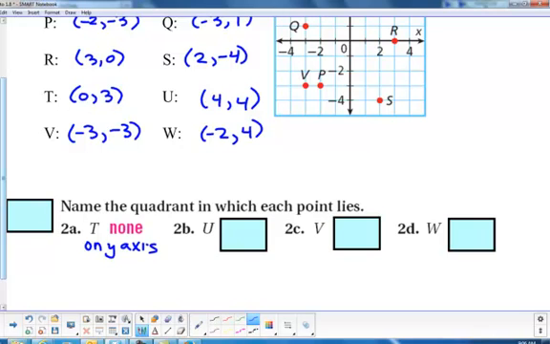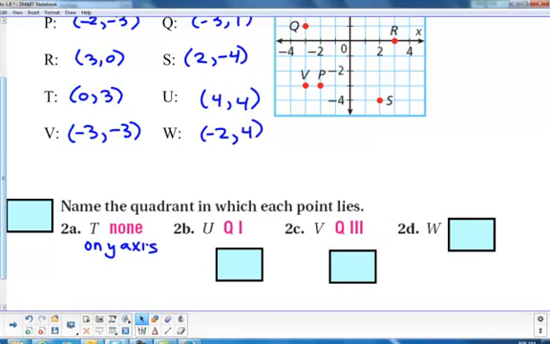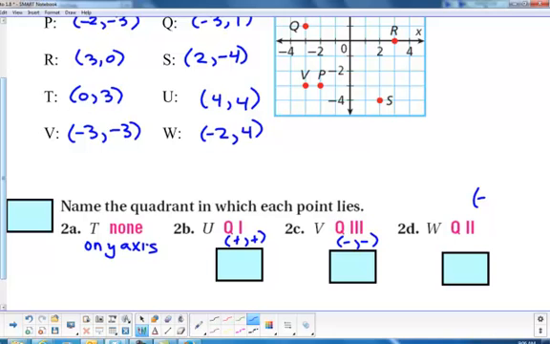U is in quadrant 1. It has 2 positive ordered pairs. V is in quadrant 3. It's a negative ordered pair and another negative ordered pair, if that makes sense. And this is positive, positive. And then W is in quadrant 2. That's a negative ordered pair and then a positive ordered pair. Quadrant 4 is a positive ordered pair and then a negative ordered pair.